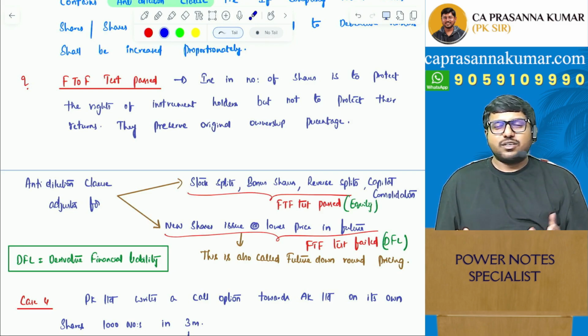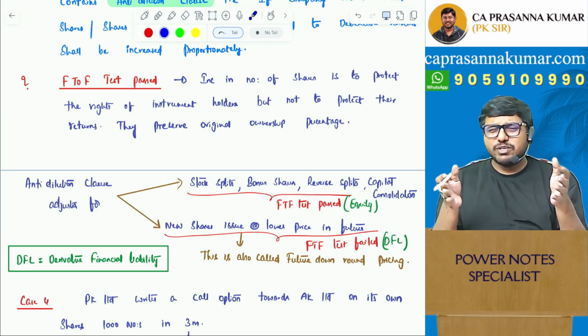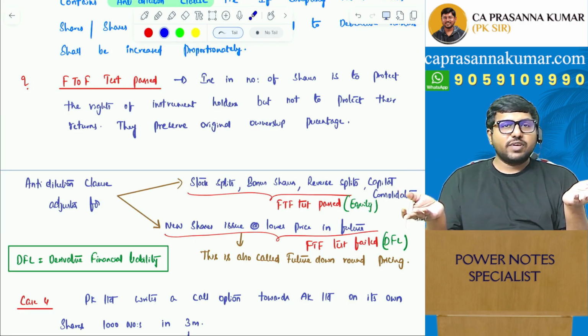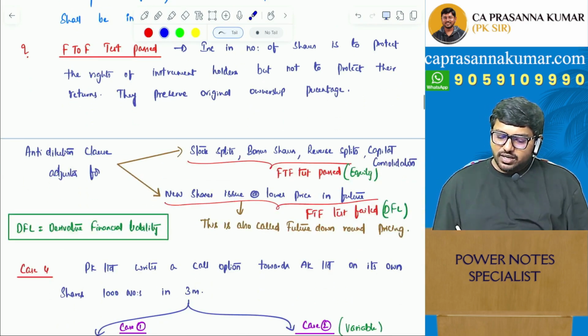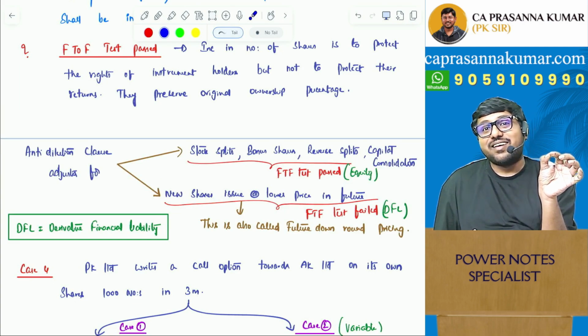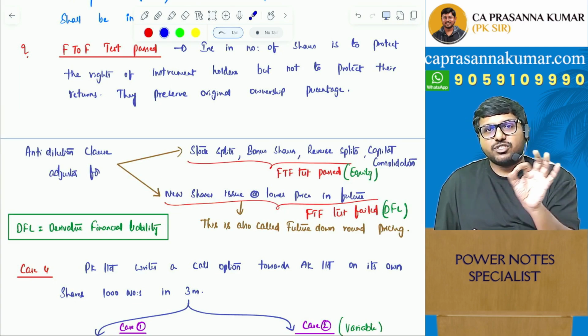Then it will be treated as financial liability, because the fight is always between financial liability and equity. If it is not an equity instrument, automatically it becomes financial liability. There is no discussion for that. Got it? And this is also the anti-dilution clause where you protect the return of the investor, the return of the debenture holder.